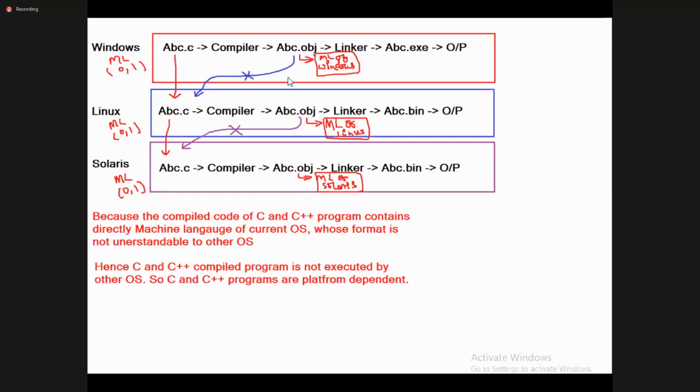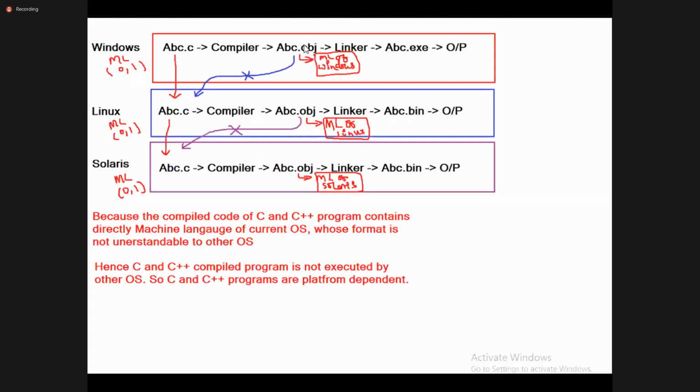Now tell me, C language, C software contains how many softwares in the background? 2 softwares. Number 1, compiler. Number 2, linker. As a programmer, what is your responsibility? Developing the source file and handing over that source file to the compiler. Then the compiler converts the source code into machine language of the current operating system, Windows, and saves that machine language in the hard disk as abc.obj file. Right now, this abc.obj file contains machine language which is ready to execute.